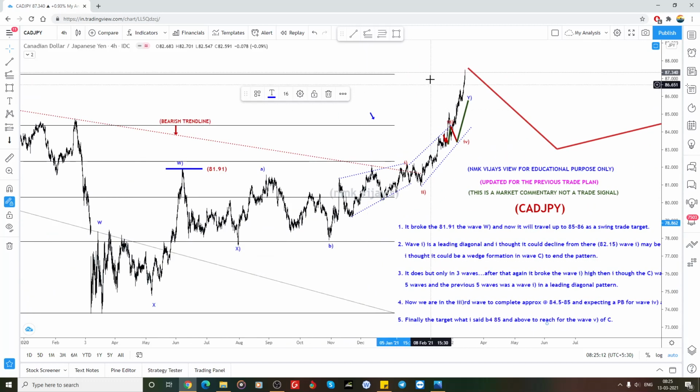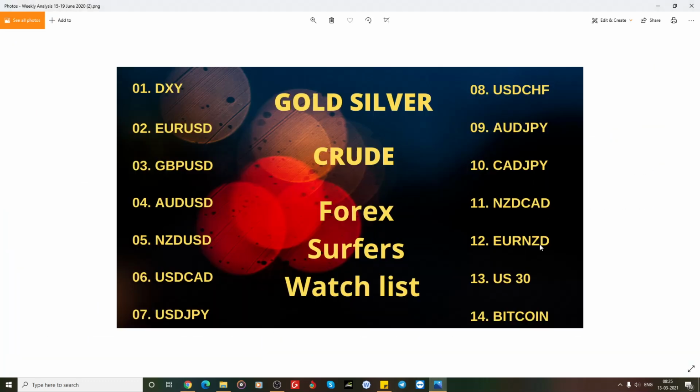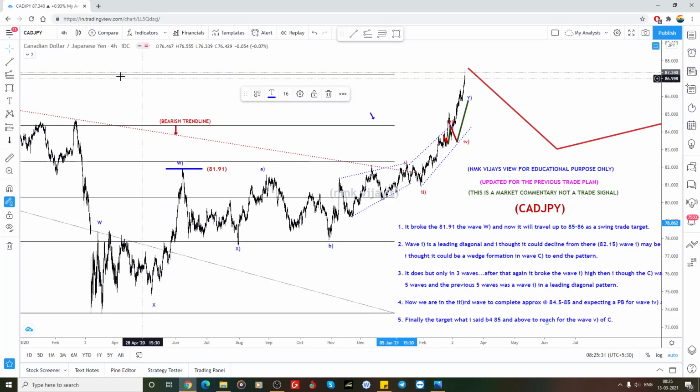So let's see, because I'm expecting a little bit of the previous structure. If it gives any confirmation in a different perspective view, I will share it on TradingView or on my Facebook page, Telegram. I will share it with you there. So let's move on to Euro New Zealand.